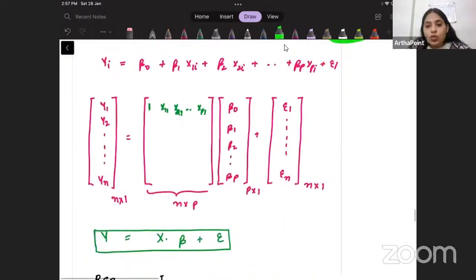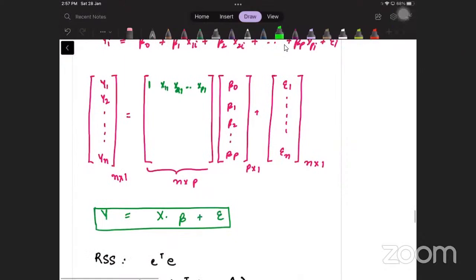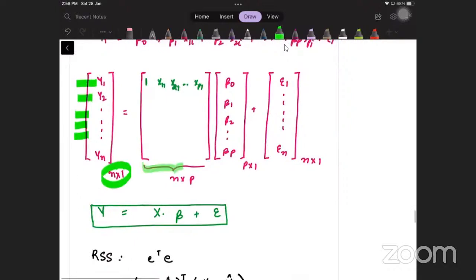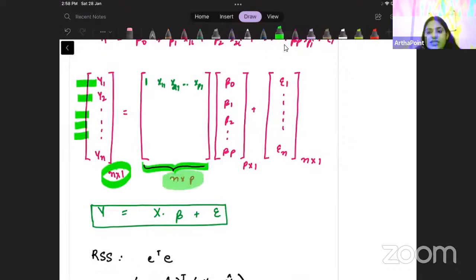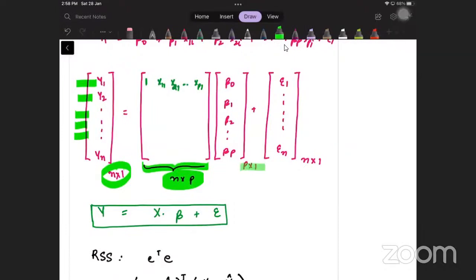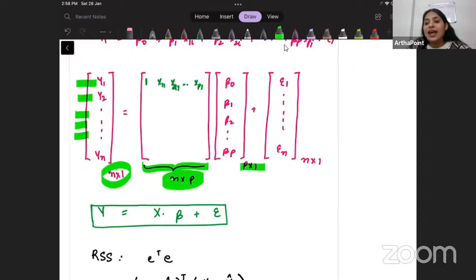Now, usually whenever we have a matrix form of econometrics, this is how we write this model. So I have different y's. This y is n cross 1. I have different x's. The x's are n cross p. Different betas. There are p parameters, p betas. So it is p cross 1. And then I have different e's, different errors, which is n cross 1.